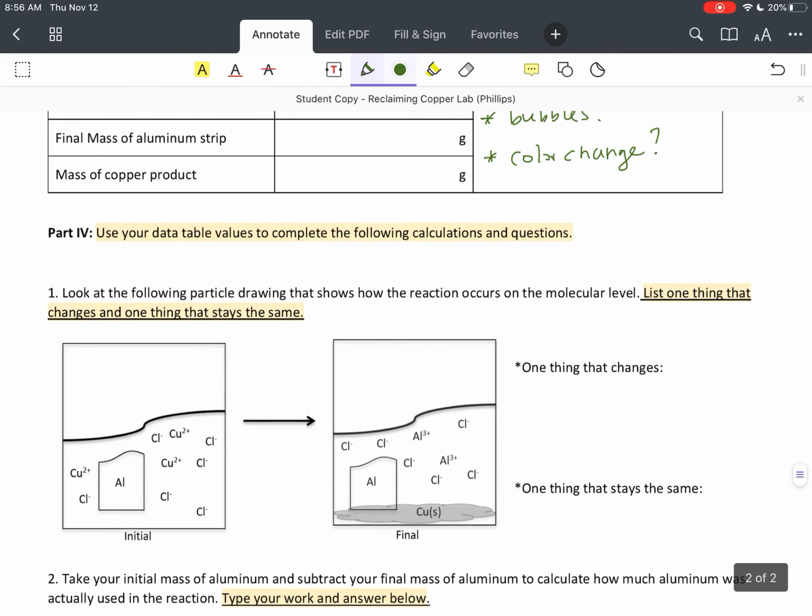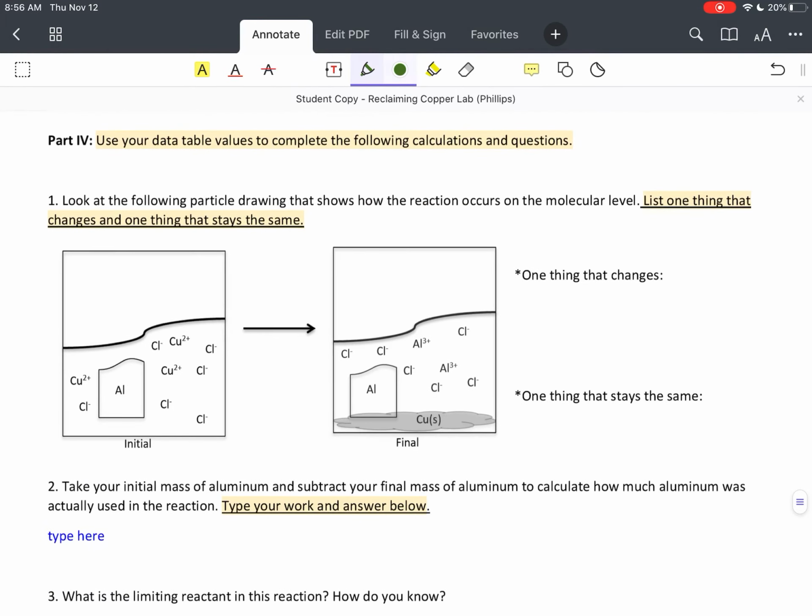Once you've completed that, you're moving on to part 4. These are just some calculations and some post-lab questions. So number 1, you're looking at the picture. This is showing you what's happening in the reaction at the molecular level. So what's actually happening that we cannot see. You're just writing down one thing that changes and one thing that stays the same.